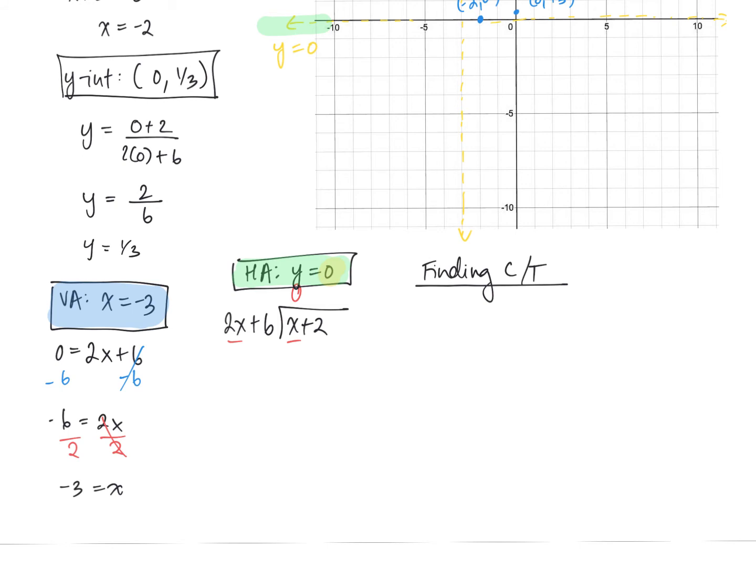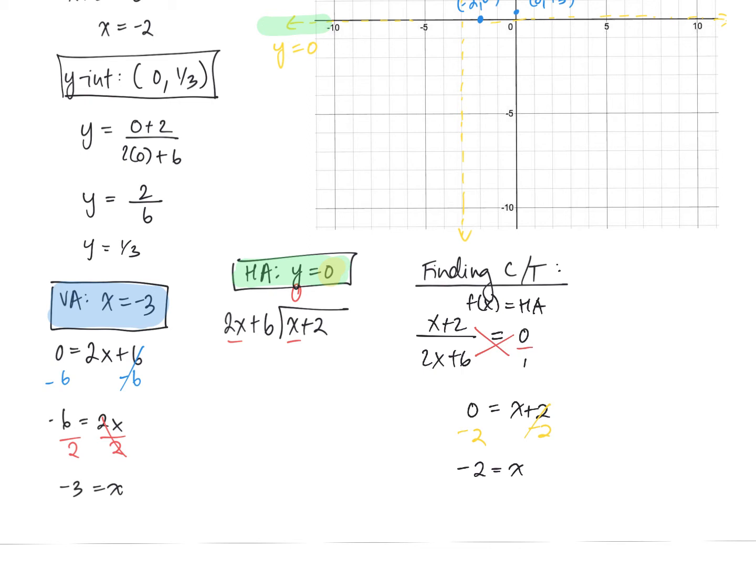So my function is x plus 2 divided by 2x plus 6, and we're going to set that equal to my horizontal asymptote, which is 0, and solve. So let's go ahead and do the cross multiplication. And we get 0 equals x plus 2. Minus 2 from both sides, and we get that negative 2 equals x. Alright, so we do have a cross-touch point.